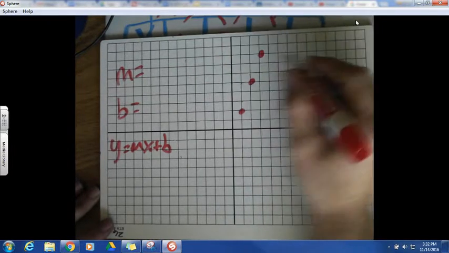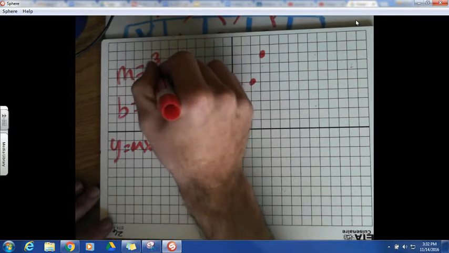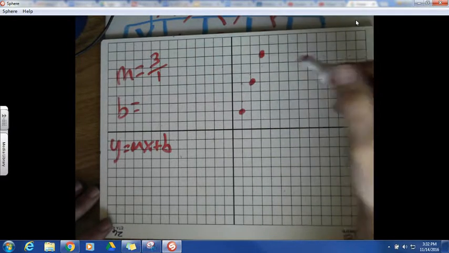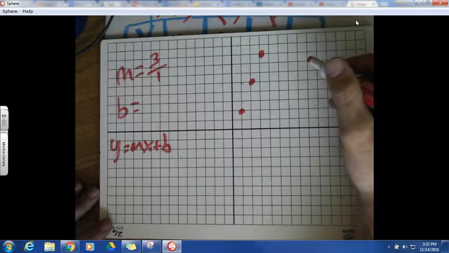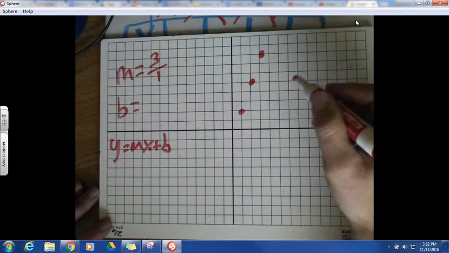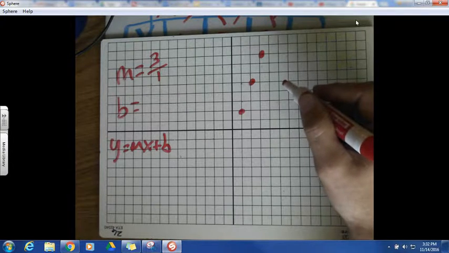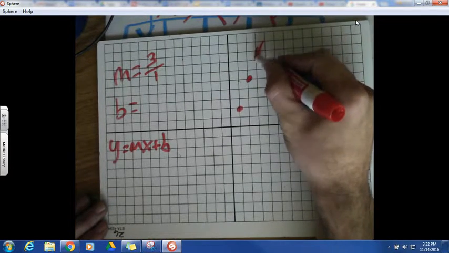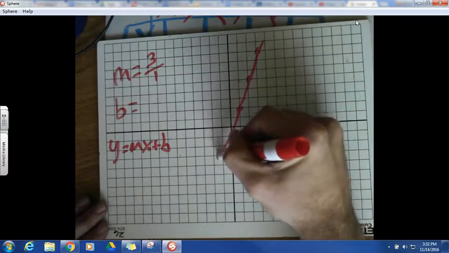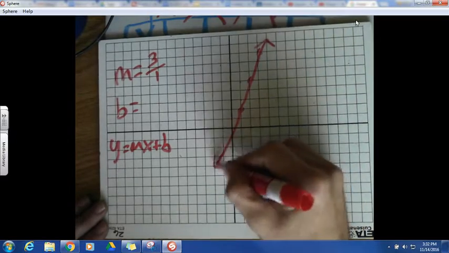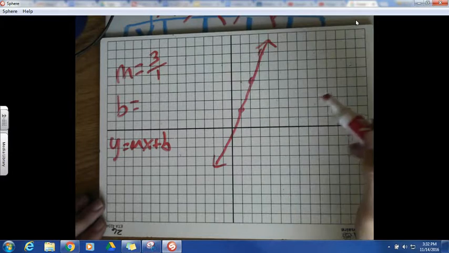So we know our slope is equal to 3 over 1. We can see that in the points that we graphed. But how do we know where our line will cross the y-axis? We could draw a line connecting the 3 points. If you can see, it's hard to tell exactly where it crosses the y-axis. It looks like somewhere around negative 1.